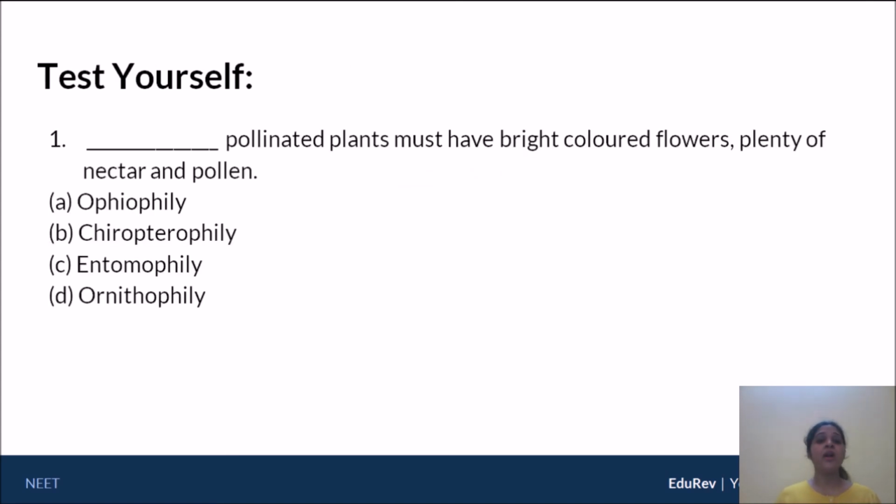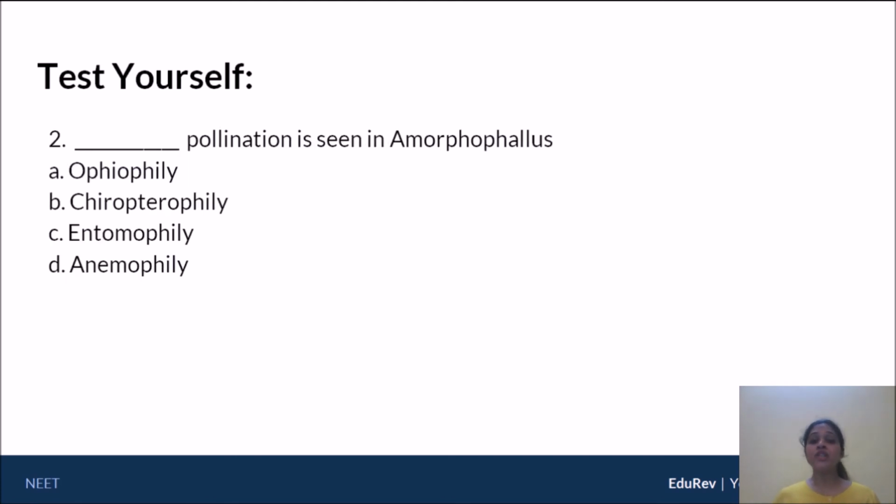So let's go through a couple of MCQs. The first one: dash pollinated flowers must have bright colors and plenty of nectar and pollen. The first one is Ophiophily. Now, Ophiophily implies snake pollination. The next one, Chiropterophily, which implies bat pollination. Entomophily, insect pollination, and Ornithophily is bird pollination. Now, remember, between C and D, both of them require brightly colored flowers, lots of nectar and pollen. But between them, obviously, bird pollination demands much more. So the answer here is option D. Next, dash pollination is seen in case of Amorphophallus. Now, Amorphophallus has the presence of entomophily. So the answer here is C.